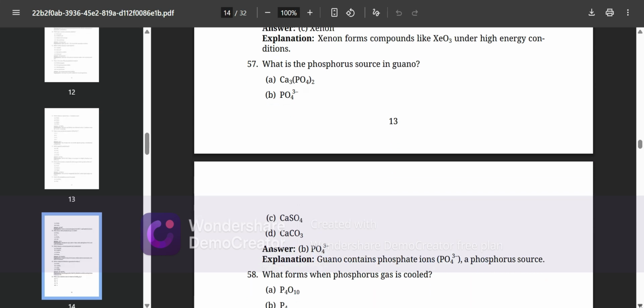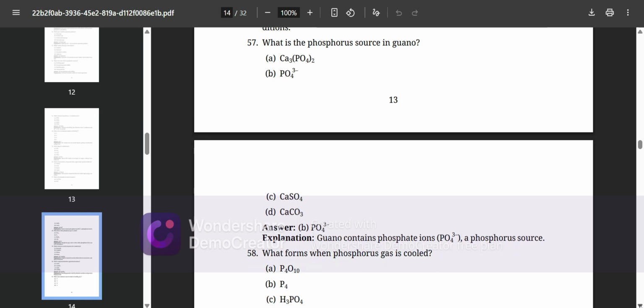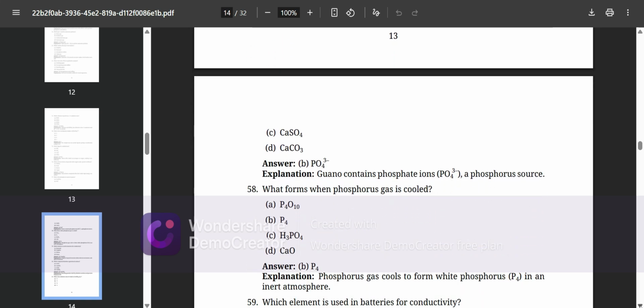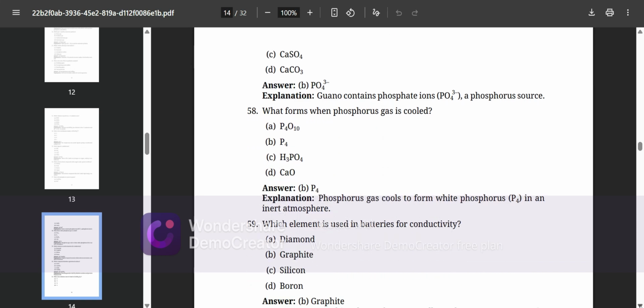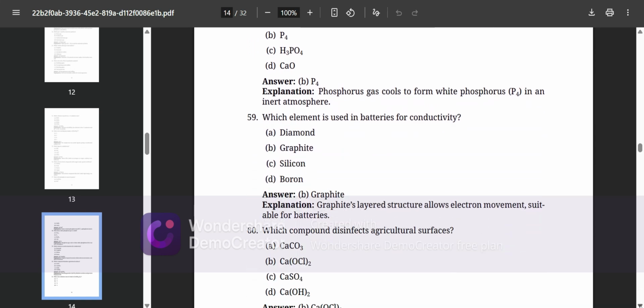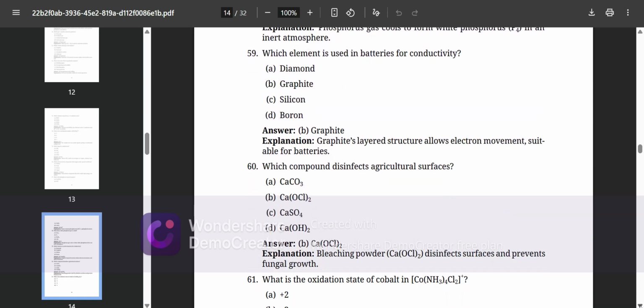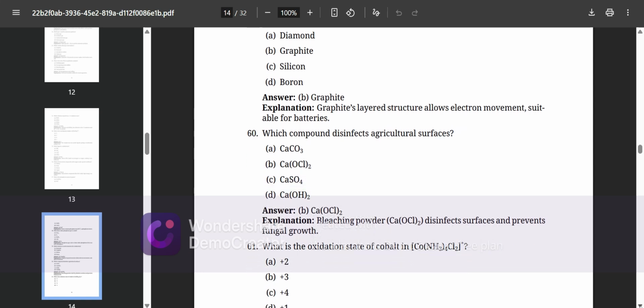What is the phosphorus source in guano? PO4 3 minus. Guano contains phosphate ion PO4 3 minus, a phosphorus source. What forms when phosphorus gas is cooled? P4. Phosphorus gas is cooled to form white phosphorus P4 in an inert atmosphere. Which element is used in batteries for conductivity? Graphite. Its layered structure allows electron movement, suitable for batteries.